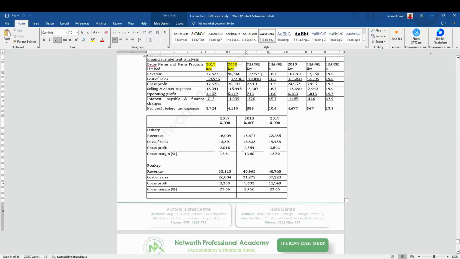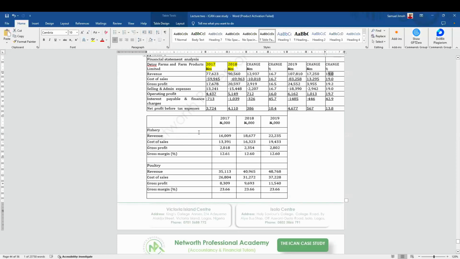So here's the absolute change, right? We were told to look at the key changes in revenue, cost, and overhead, right? So here's the absolute change and here's the percentage change between 2017 and 2018, and between 2018 and 2019. Then we're asked to look at the impact of these changes across the revenue streams.